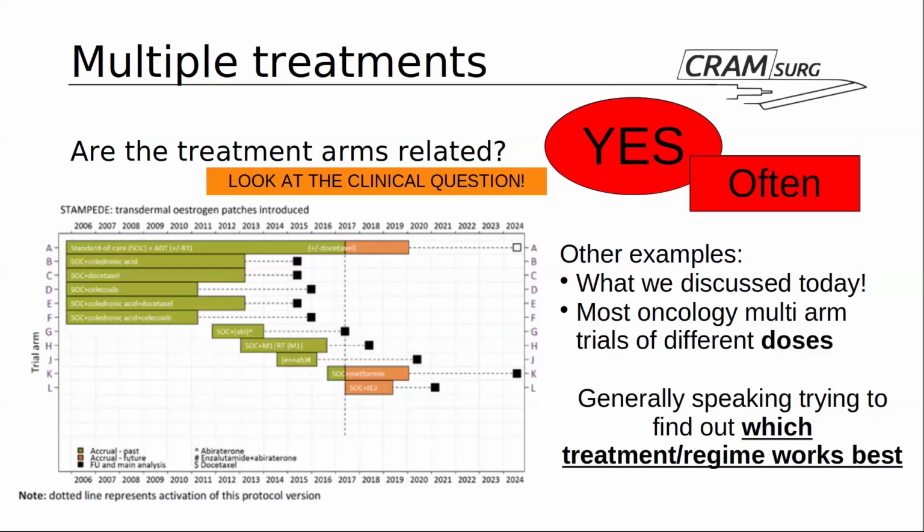The trial that we discussed today, to my eye, fits into this type of design predominantly. And the vast majority of oncology multi-arm trials are fitting here. And again, I can't stress this enough. We've got a number of treatments, and we want to figure out which one works best, either comparing with the standard of care or just comparing a number of treatments with each other.